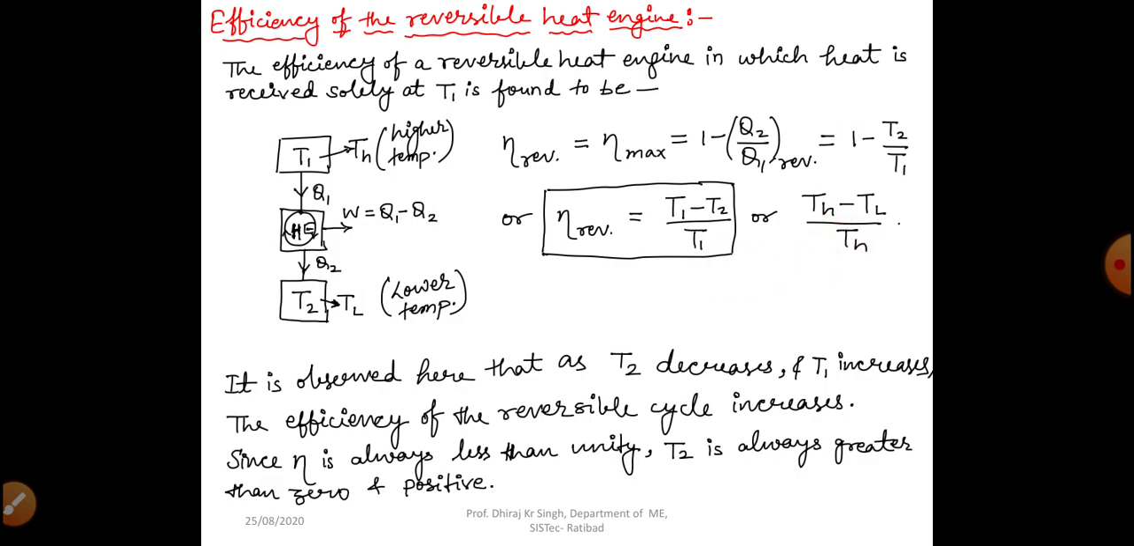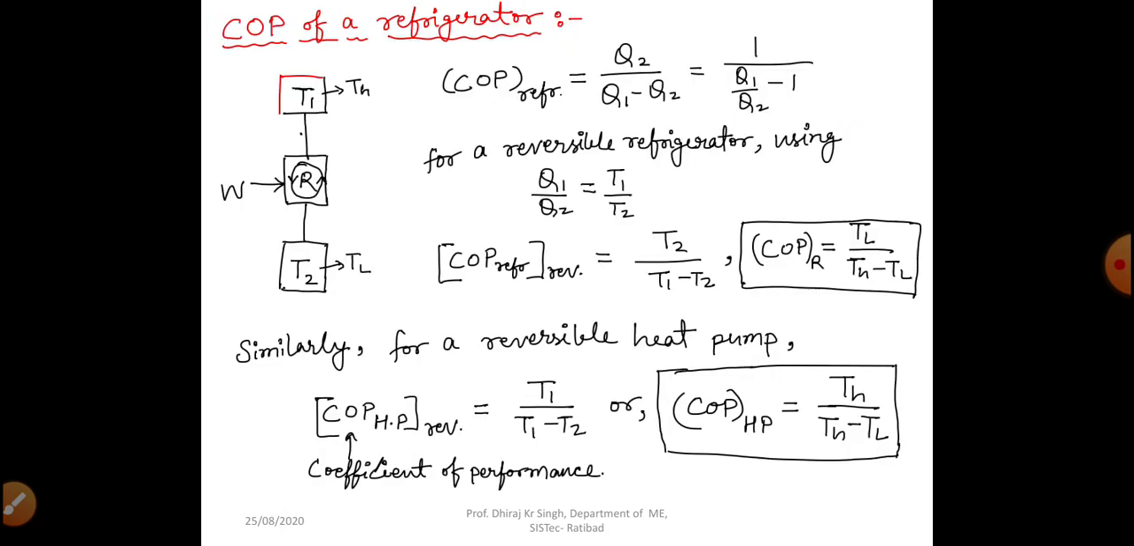So this was the efficiency of the reversible heat engine. Similarly, we want to find the COP of heat pump and refrigerator. So we can see the diagram here. Refrigerator, this is refrigerator work input. Here I have forgotten to give the arrows on the upward side, so arrows will be in the upward direction here. This refrigerator is accepting heat from lower temperature T2 and rejecting heat to higher temperature, that is T1.